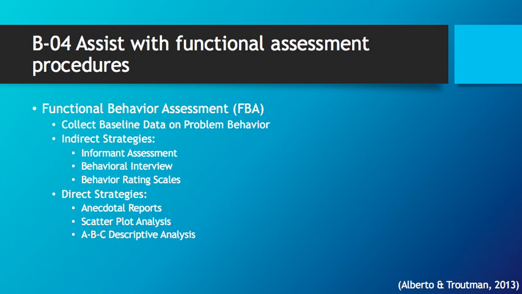When completing an FBA, one thing we want to find out is what contexts and environments the behavior occurs in, and what contingencies the problem behavior is coming in contact with. This information can be gathered using indirect strategies and direct strategies. Indirect data collection methods are informant assessments, behavioral interviews, and behavior rating scales. Direct data collection methods for an FBA are anecdotal reports, scatterplot analyses, and ABC descriptive analyses.